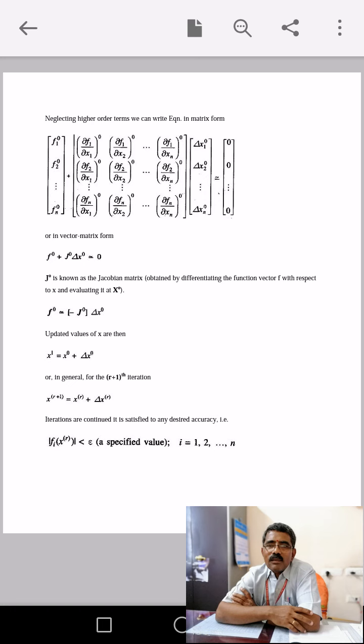So what accuracy means is fi of x^r should always be less than or equal to the error specified, epsilon. So whatever values we evaluate, they must be within the error specified for all values i equal to 1 to n. So this is the Newton-Raphson method.